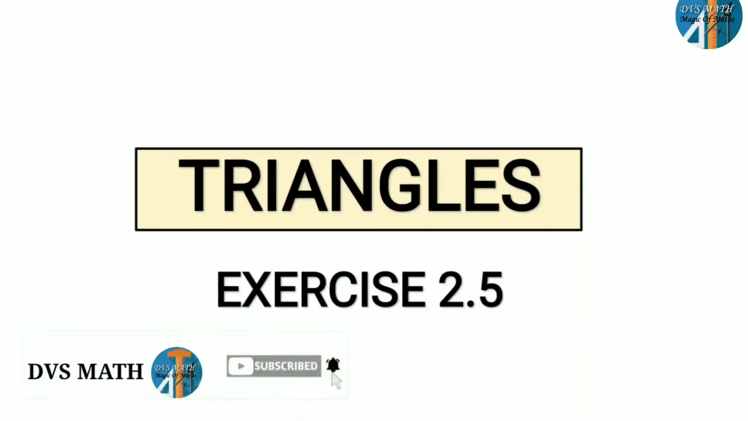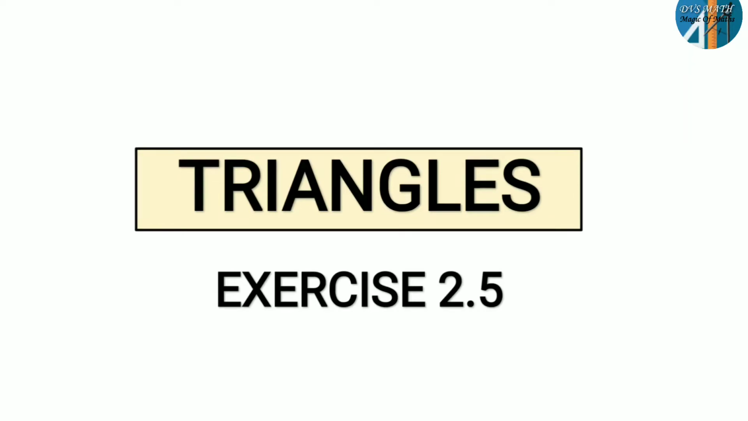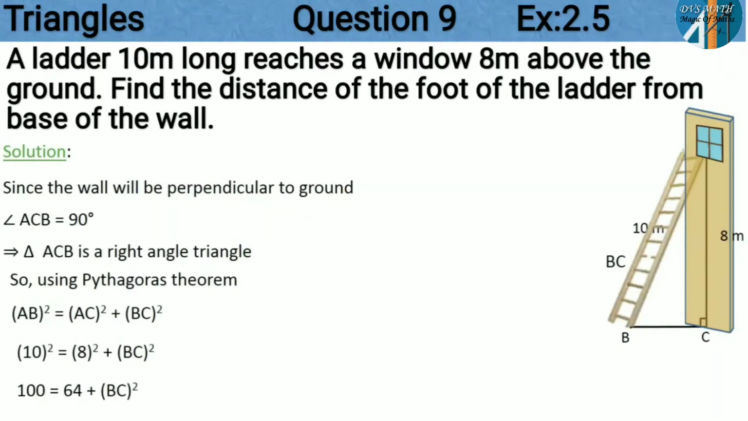Name triangles exercise 2.5. In the previous session we ended up to question number 8. Now we are moving to question number 9. A ladder 10 meter long reaches a window 8 meter above the ground. Find the distance of the foot of the ladder from the base of the wall.